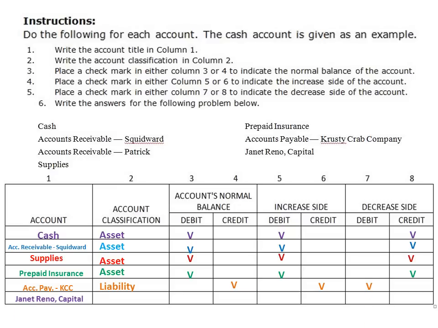Last one, we'll use our capital account. Now, capital account, what kind of account classification is it? Well, it is an owner's equity account. Owner's equity is on the far right-hand side of the equation. So the account's normal balance will be the right-hand entry, or a credit entry. The increase side will be a credit, and the decrease side, for items like expenses and withdrawals, will be a debit.